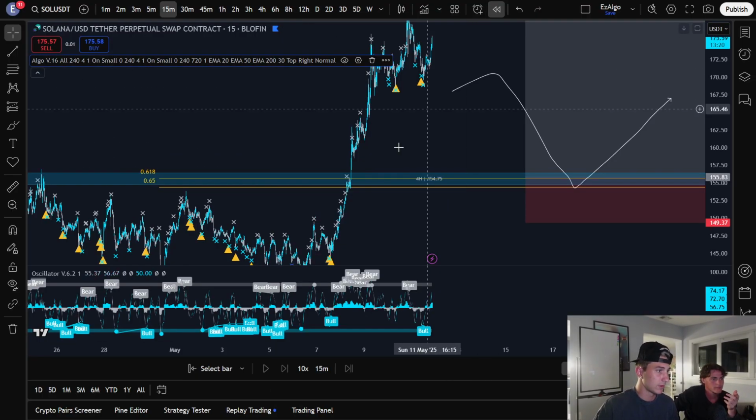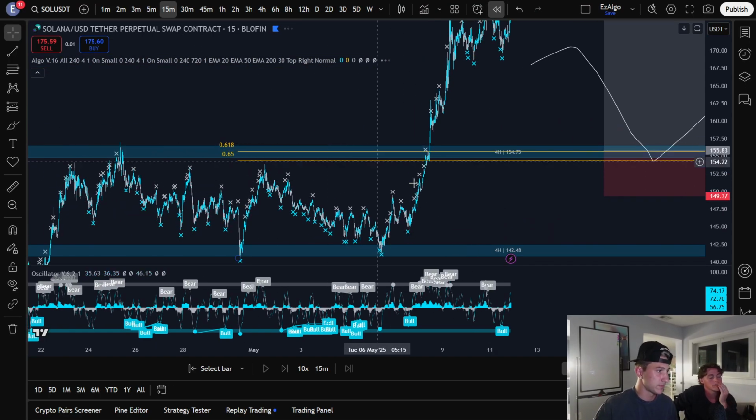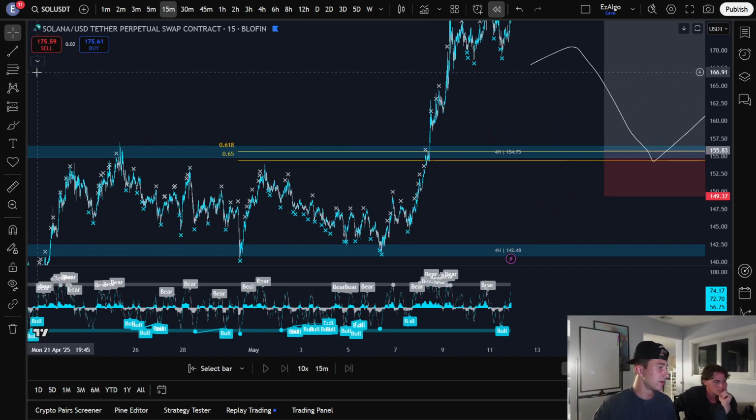4-hour levels for what? For support and resistance. Oh, okay. I would never go below the 4-hour support and resistance zones. Just not a backbone? Yeah, exactly. The higher time frame levels are respected more.